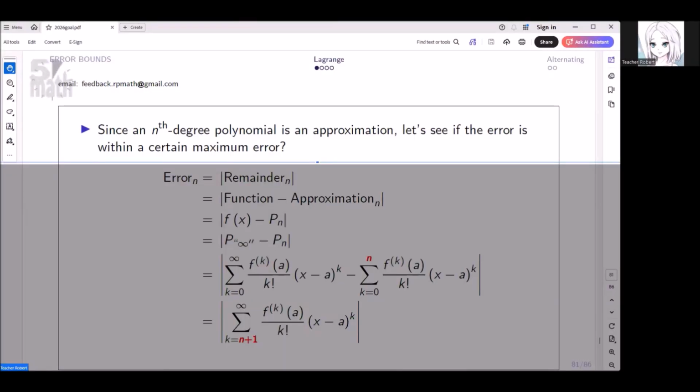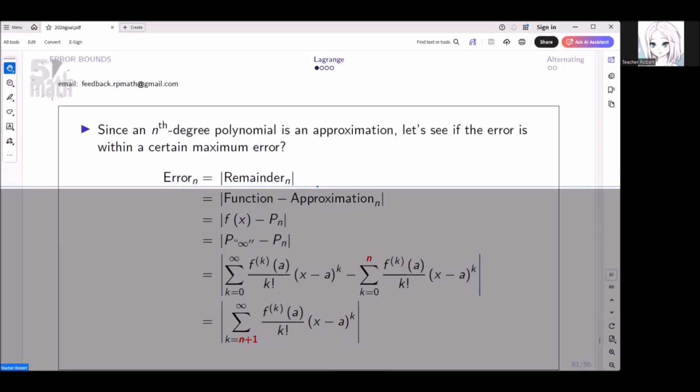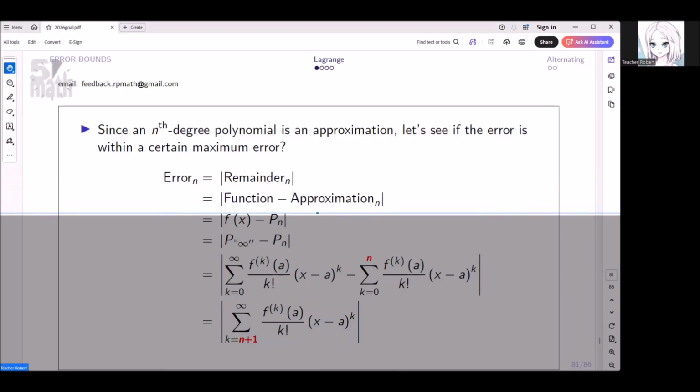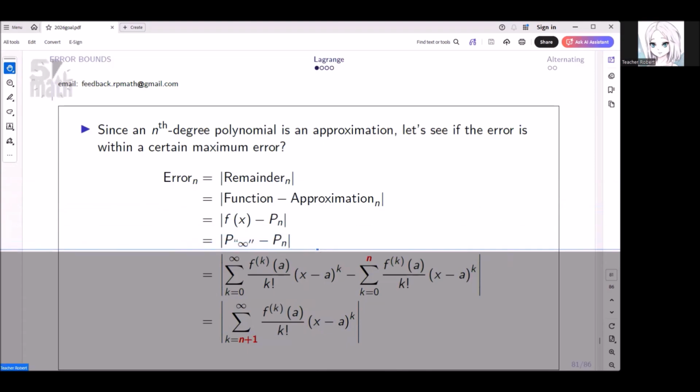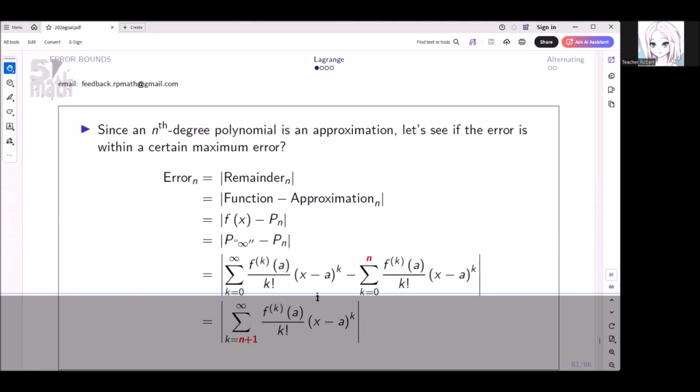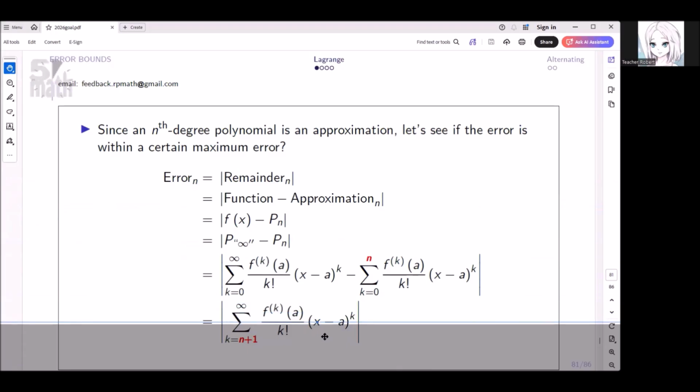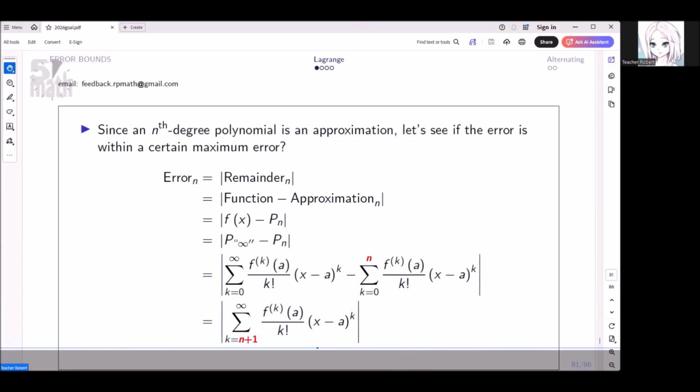Since the nth degree polynomial is an approximation, let's see if the error is within a certain maximum error. Error n equals absolute value, remainder n, equals absolute value, function minus approximation n, equals absolute value f of x minus pn, equals absolute value p infinity minus pn, equals absolute value this minus that, equals absolute value this.